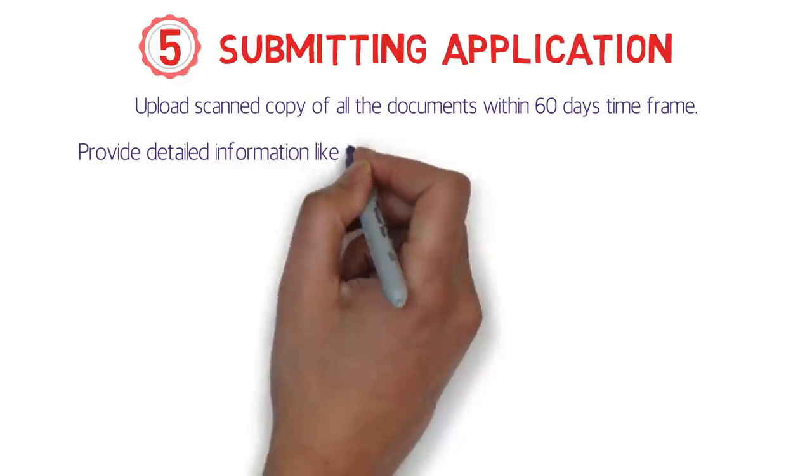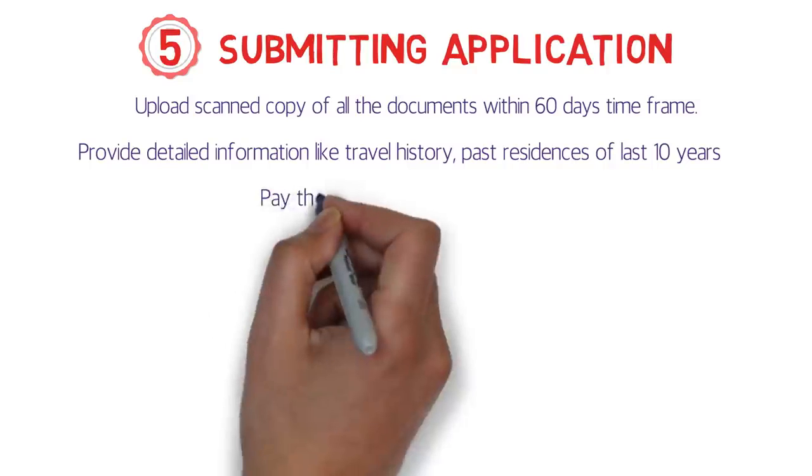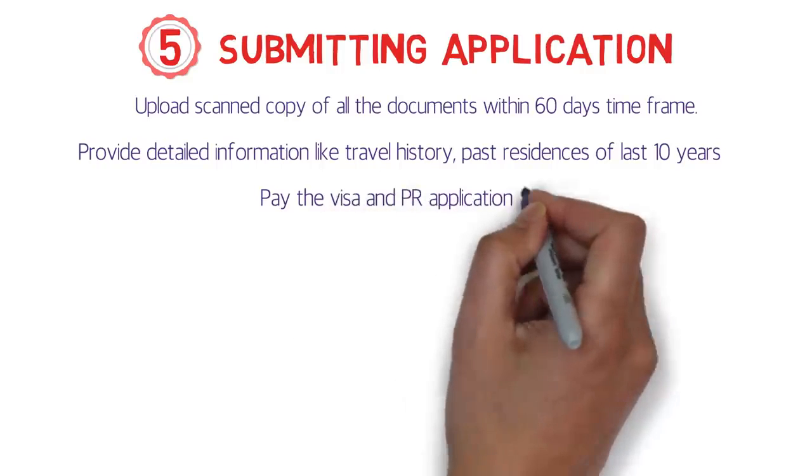Provide detailed information like your travel history, past residences of the last 10 years. You need to give all that information, and it's a lot of information that they ask in different kinds of forms. And all of this is done online. You have to pay the visa and PR application fee as well.